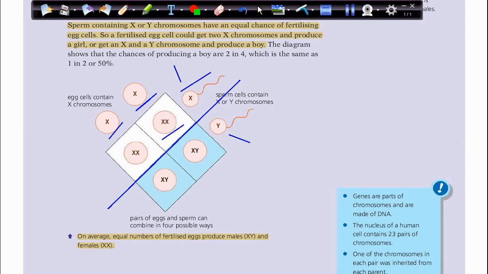If the Y chromosome in the sperm cell fertilized the X chromosome from the egg cell, they will have a boy, which is XY. So here, pairs of eggs and sperm can combine in 4 possible ways: XX, XX, XY, XY, because we said we have 50%, 50%. On average, equal numbers of fertilized eggs produce males XY and females XX.